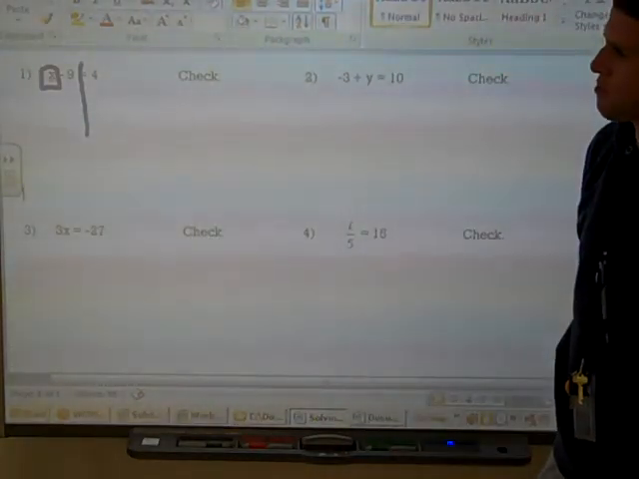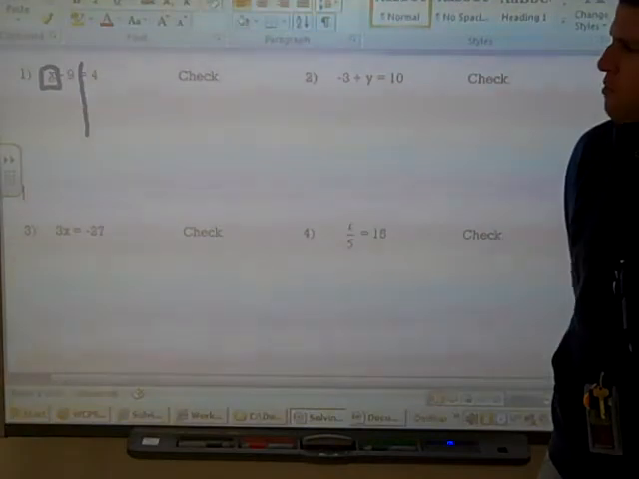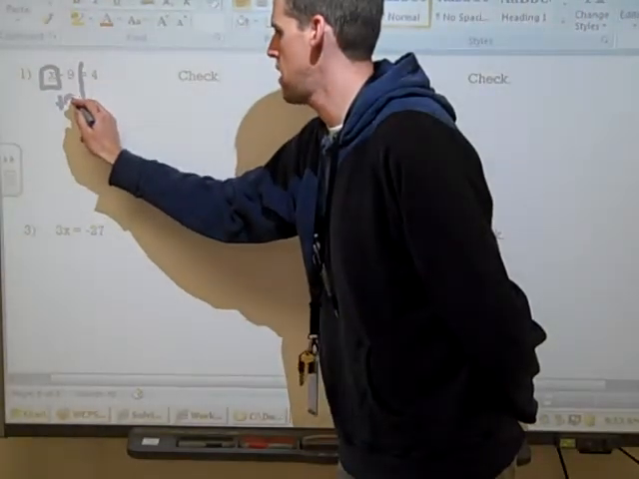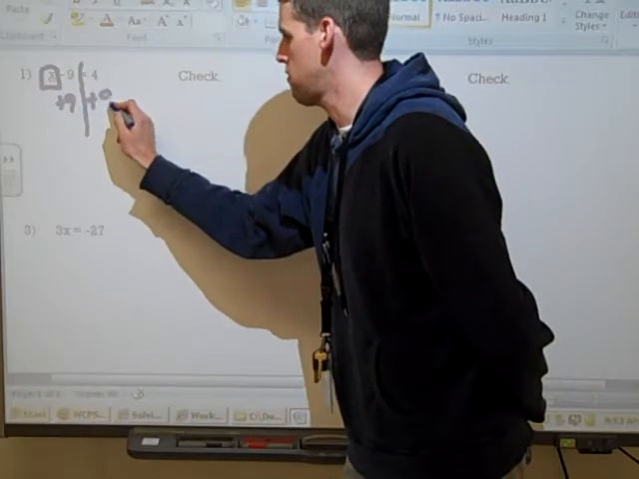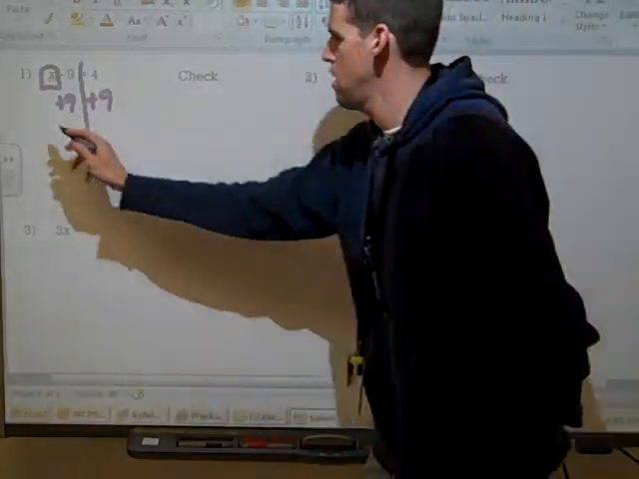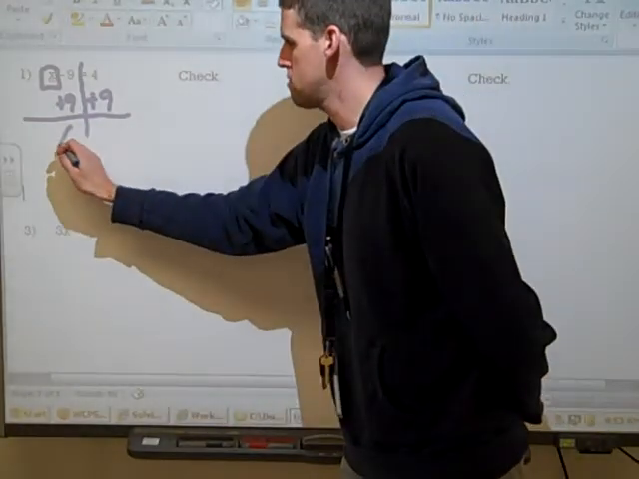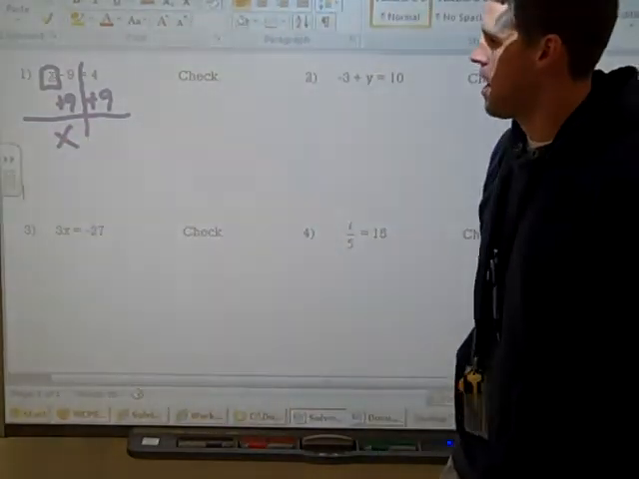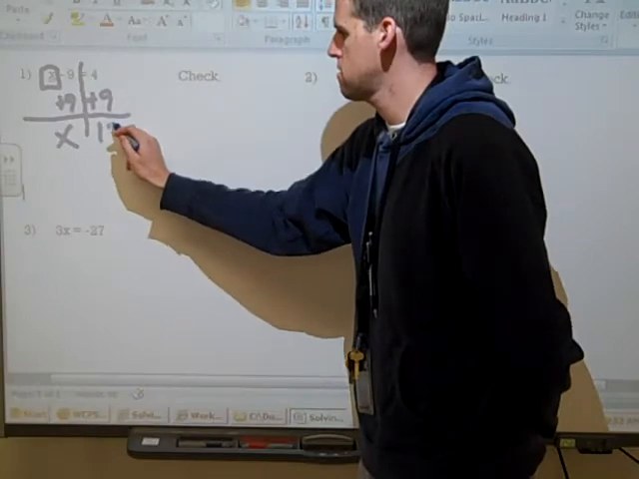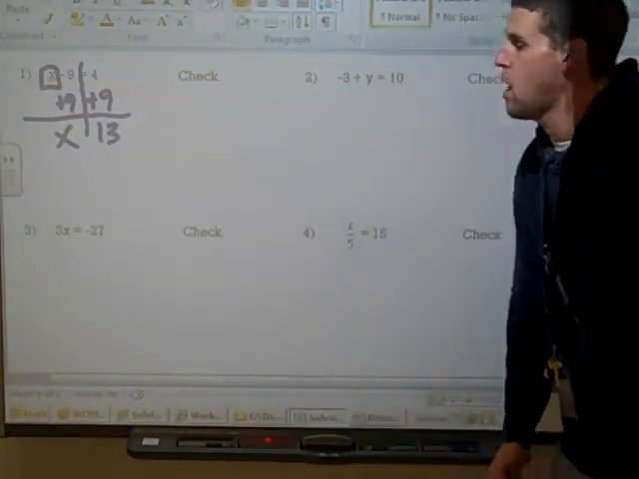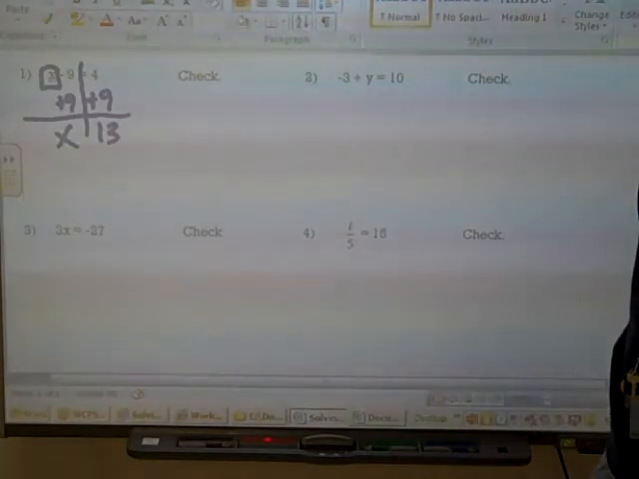So to go ahead and get rid of our minus 9, I'm going to add 9. I'm going to do the opposite of it. I'm going to add 9, and I'm doing plus 9 over here as well. So negative 9 plus 9 is 0, so all I have left is my x. And then I have 4 plus 9 is 13. So x equals 13.